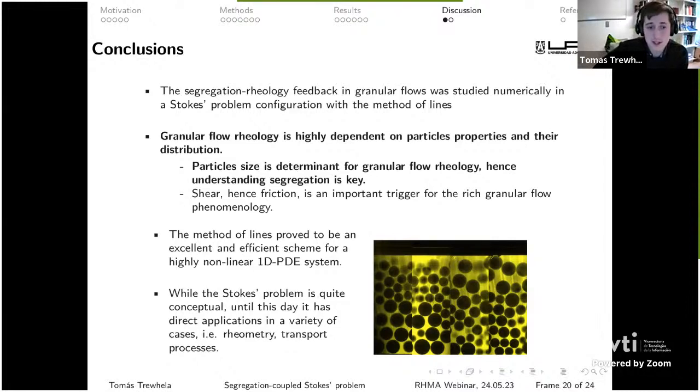Another relevant message, I think, is that the method of lines presents a well-behaved method for this kind of problem. It's an efficient scheme, it's stable, and it really helps for solving these highly nonlinear PDE systems.